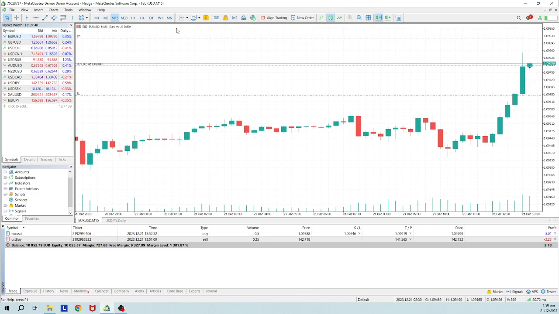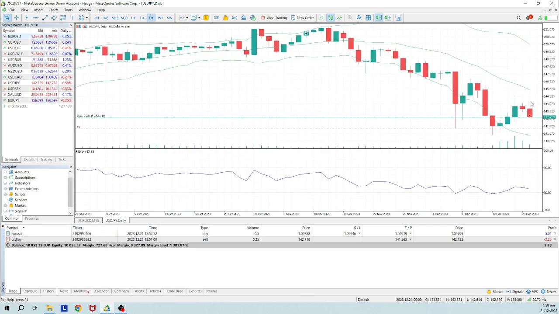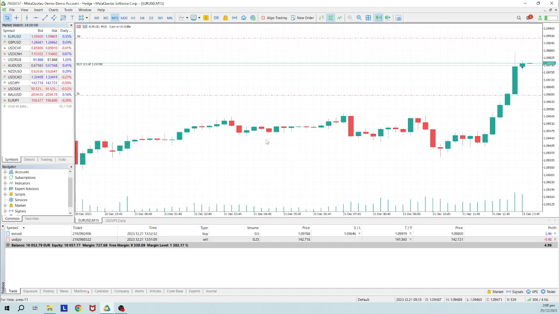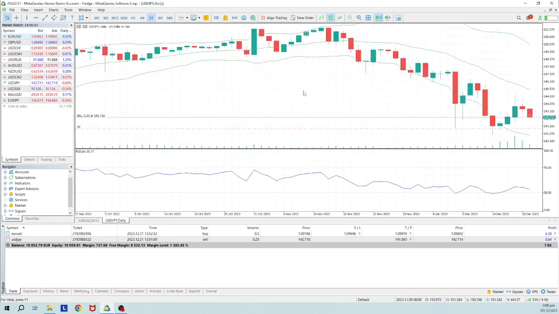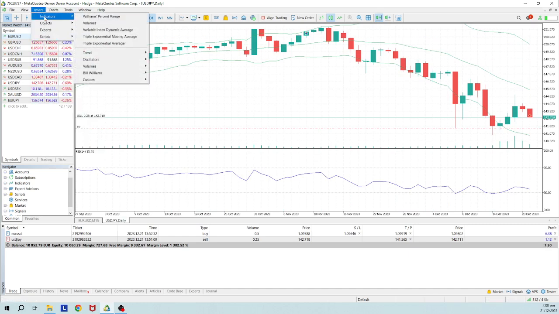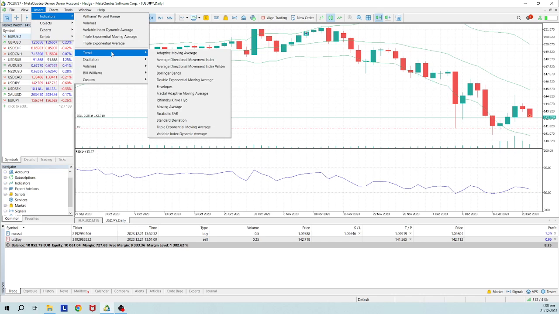I just thought that there is going to be a big move on either of them, and I can try to scrape a couple of bucks here and there. So, in regards to Bollinger Bands, let's go to the US dollar against the yen, okay? We've come here to insert, we went to indicators, and we have chosen Bollinger Bands, okay?